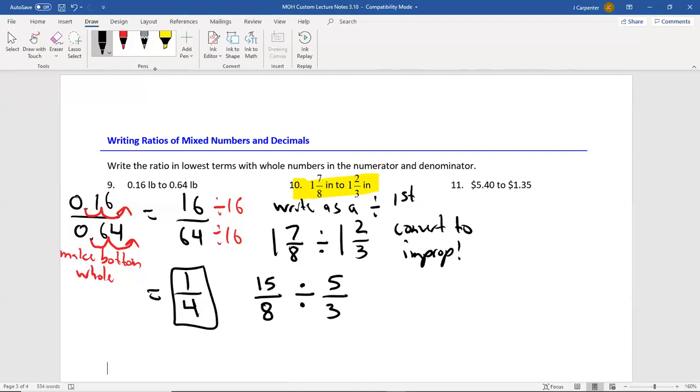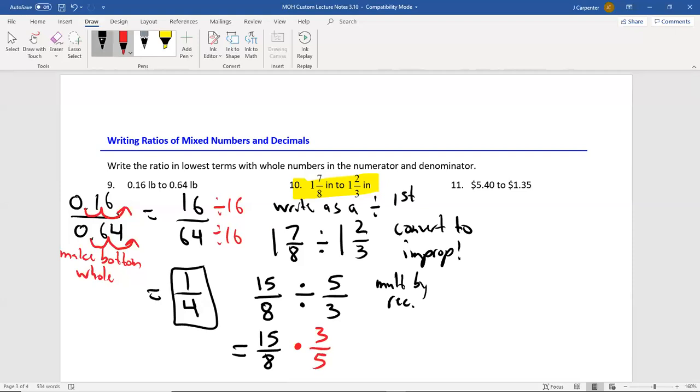Now we know how to divide fractions. We multiply by the reciprocal of the fraction after the division, and then we change to multiplication. Multiply by the reciprocal. So the division is going to change to a multiplication. That's still a 15 over 8. I'll show in red what I've changed. The division is now a times, and the 5/3 becomes 3/5.